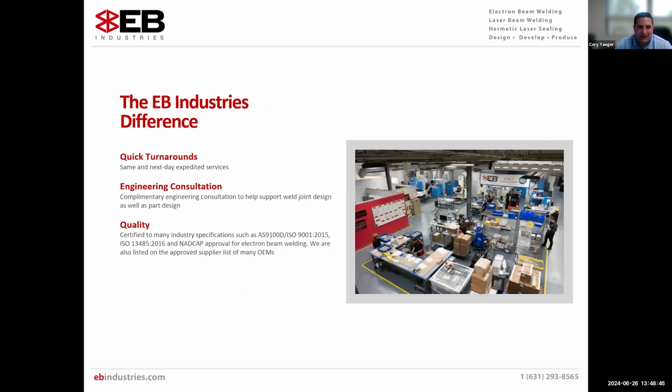Now, you might be asking yourself, what is the difference? We say that our difference is that we offer extremely quick turnarounds. We offer, as I mentioned earlier, same and next day commencement expedited services. Being that we are typically at the end of the supply chain, after components have been made, manufactured, integrated and assembled into larger assemblies, we always help our customers make up for lost time that occurs in other places in the supply chain.